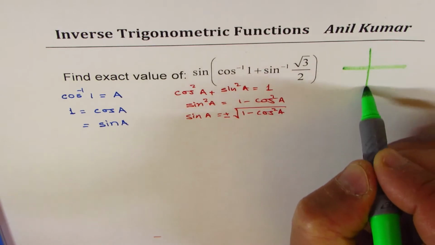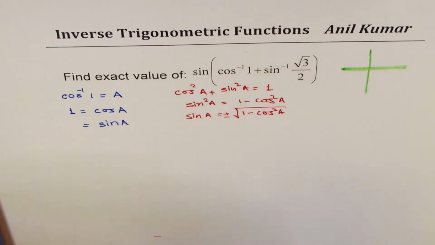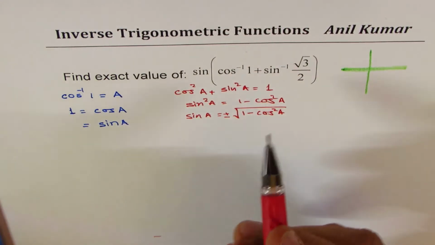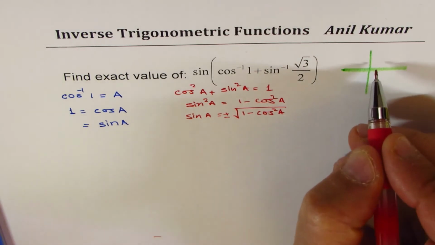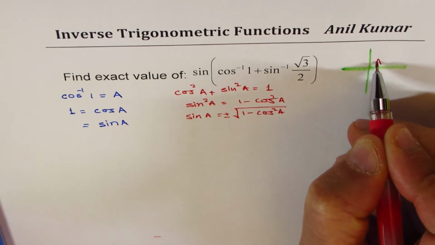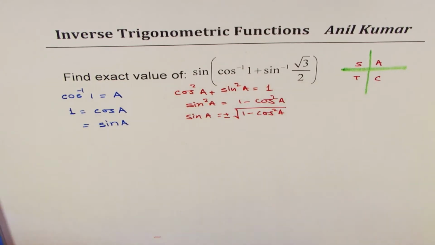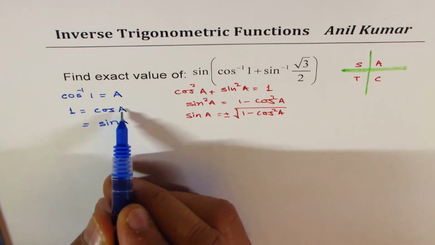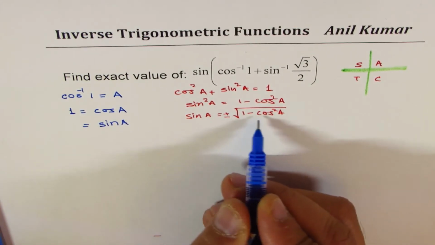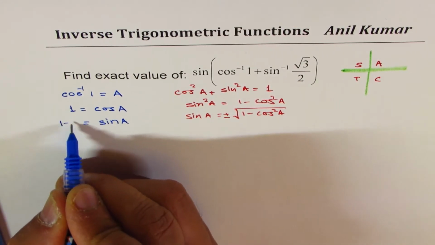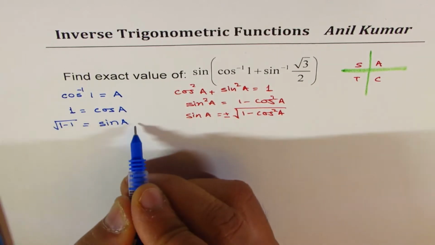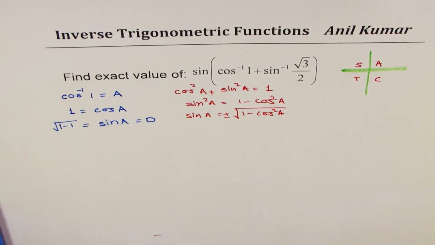In the quadrant system, we have to see in which quadrant you are. If you are in quadrant 1, all are positive. Here sine is positive, and tan and cosine decide the value. Well, in our case, cos A is 1, so we are going to get 1 minus 1 under the square root, and therefore sin A is 0. So that is so simple. We don't even have to worry about the sign.